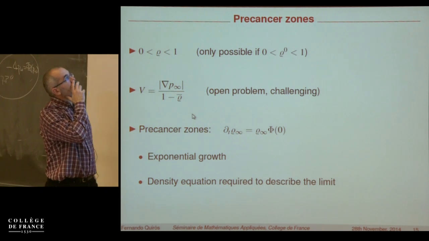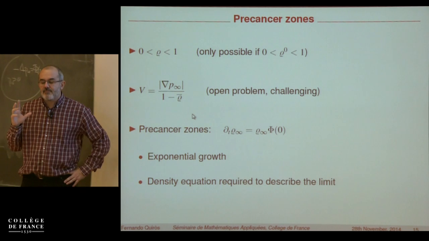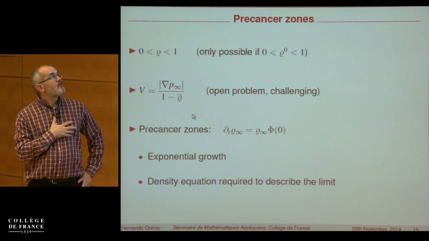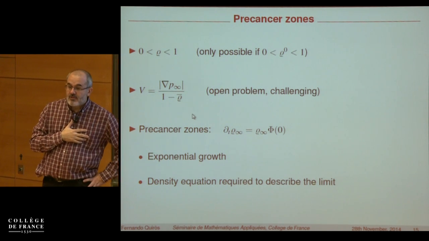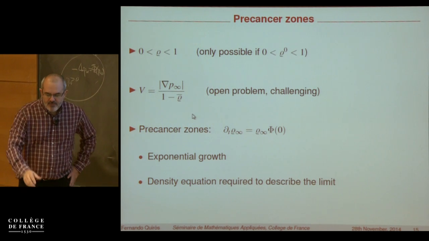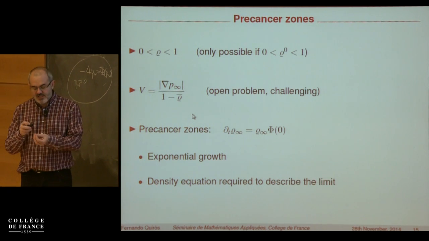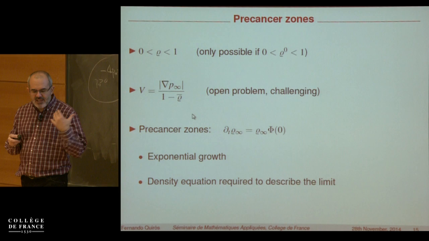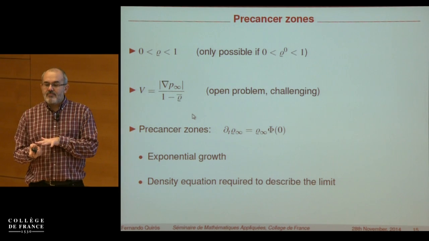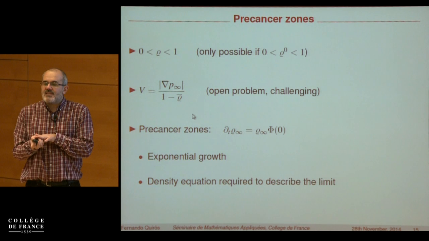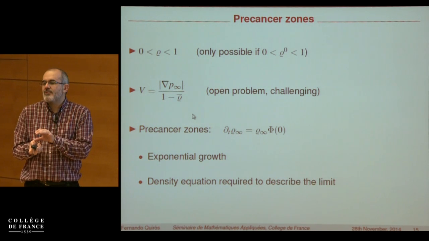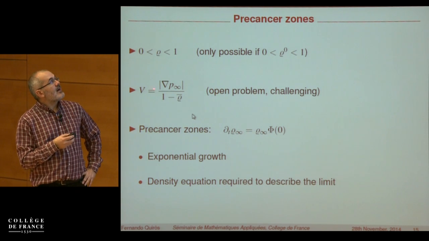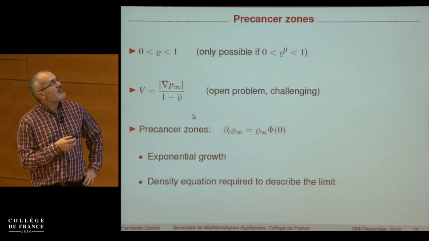There are two things here. The first thing is that the velocity, if you have these precancer zones, will not be given anymore by the gradient of the pressure. Because if the tumor zone reaches a region where rho was already bigger than 0, you do not need so much energy, so much pressure, to make it become cancerous. It already had developed some cancer. So you need less energy, so the tumor grows faster.